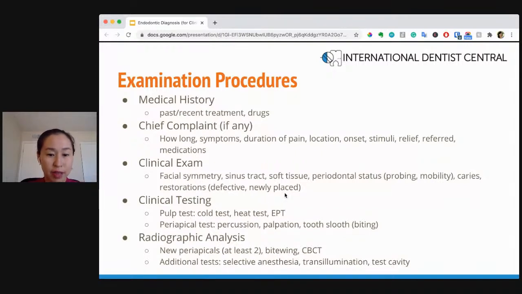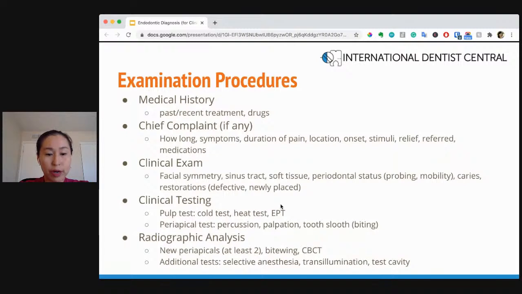And then after that, we're going to do clinical testing. I will get into these in more detail a little bit later, but we're going to do a pulp test. So we're going to test for the pulp status and the periapical status of the tooth. For pulp, there's cold, heat, and EPT. And for periapical, there's percussion, palpation, and we're going to use a Tooth Sleuth, basically a bite test. We'll get into more of those in a moment.